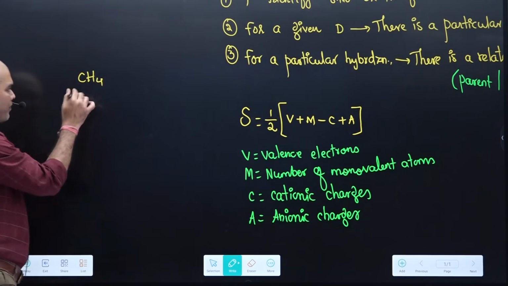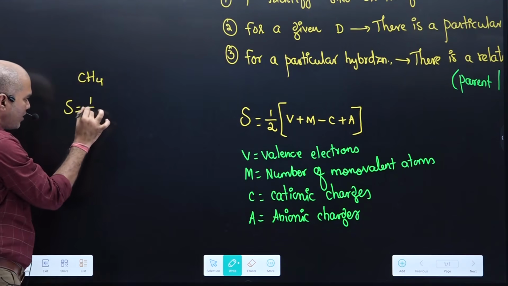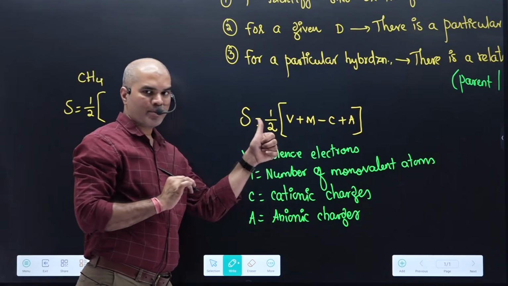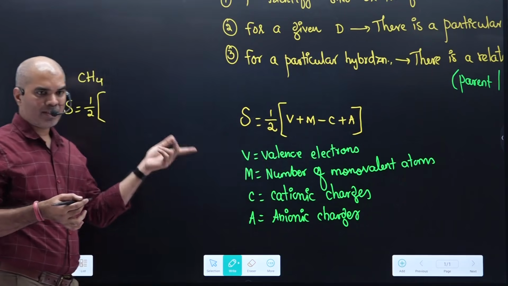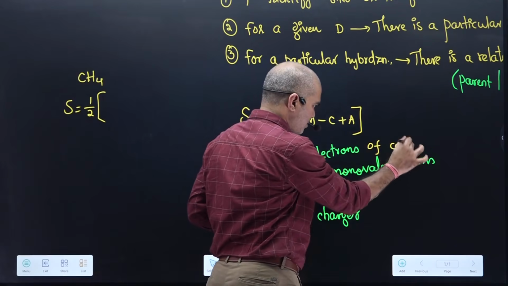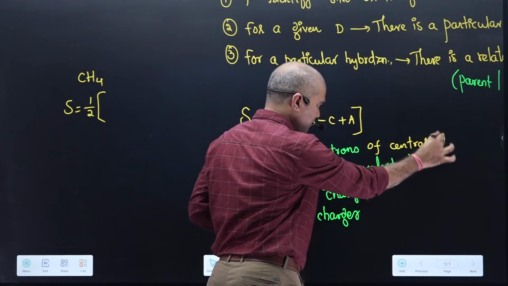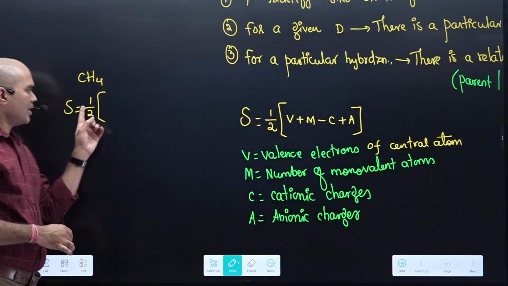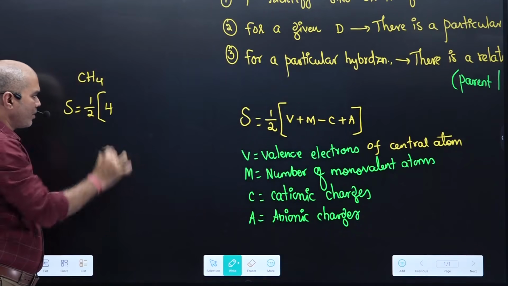Steric number, S is equal to 1 by 2. Valence electrons means of what? Of the central atom. You need not get confused. Valence electrons of the central atom. So here valence electrons of the central atom are 4.